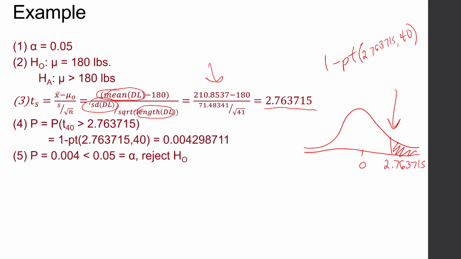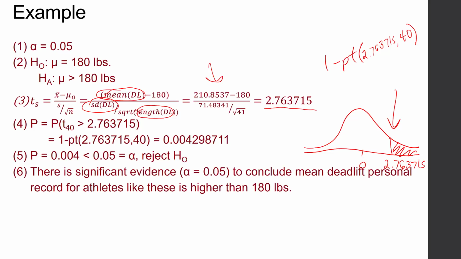It's certainly less than alpha. If the p is low, the null must go, and we reject the null hypothesis. Now it's time to put our conclusion into words about the alternative hypothesis. If we reject the null, we do find evidence for the alternative hypothesis. So there is significant evidence at the alpha equals 0.05 level to conclude the mean deadlift personal record for athletes like these is higher than 180 pounds. Notice that I don't state anything about the null hypothesis in my conclusion about the alternative.